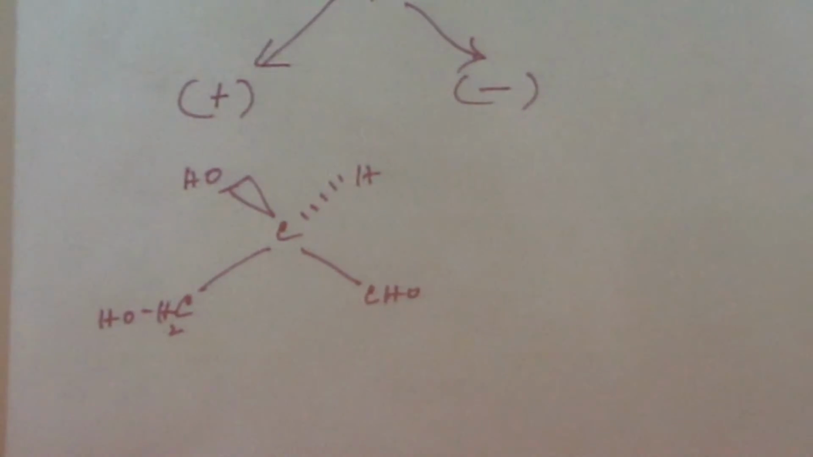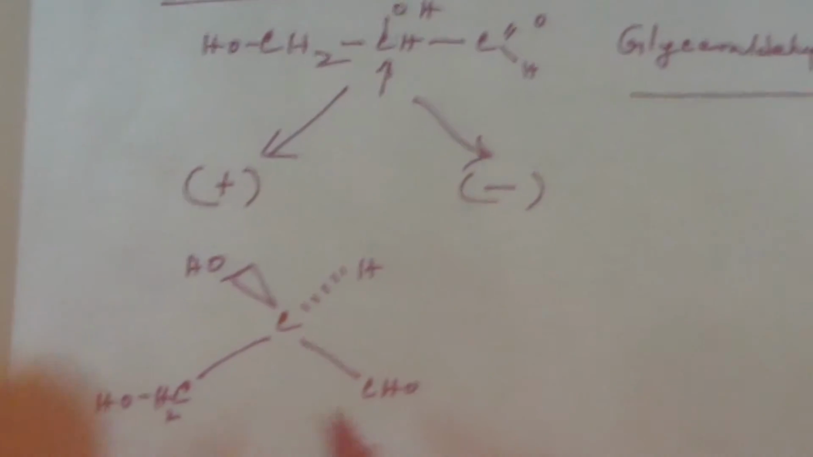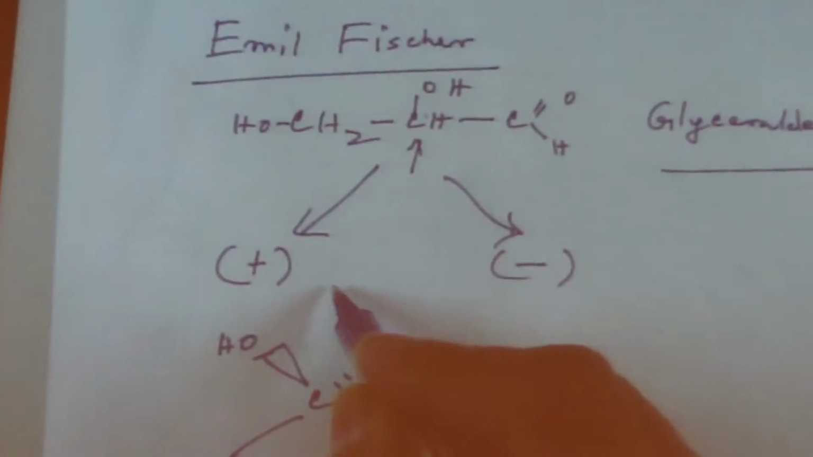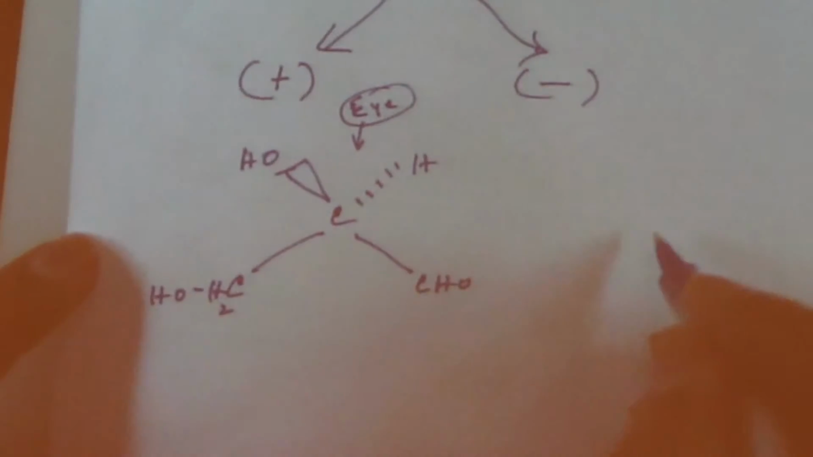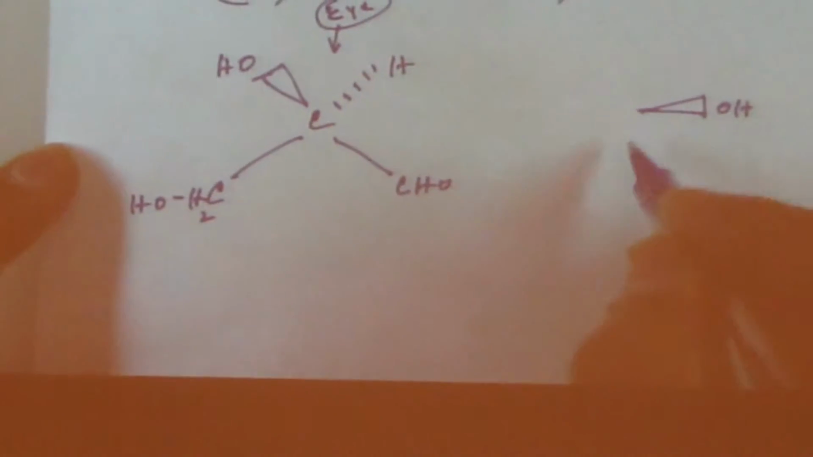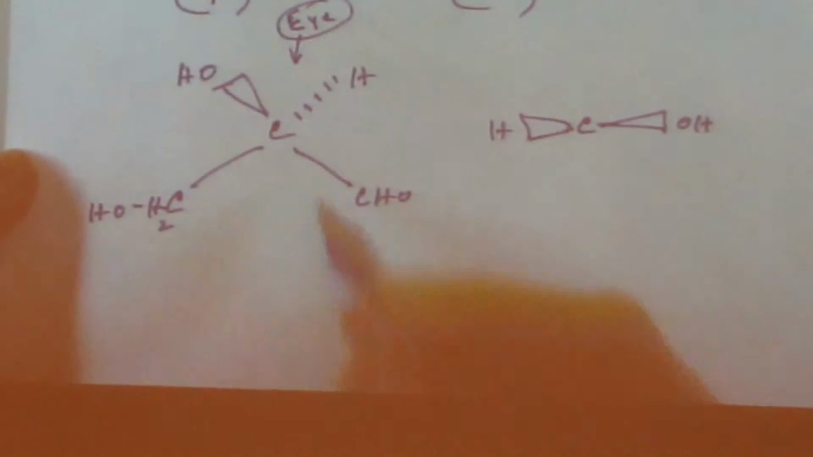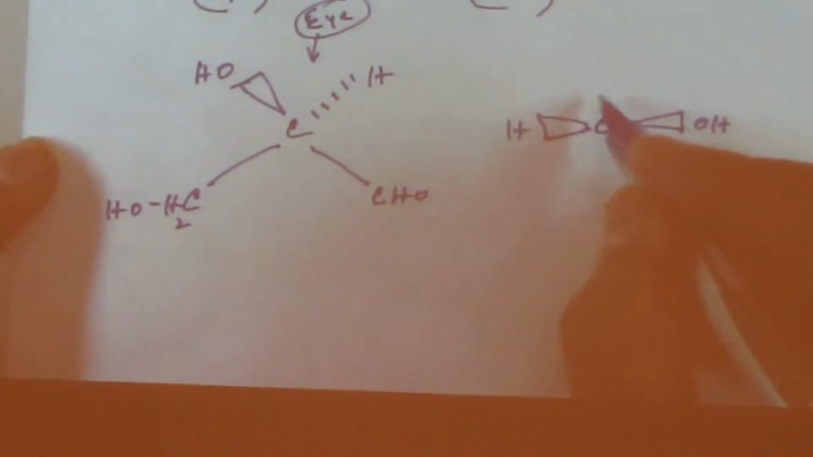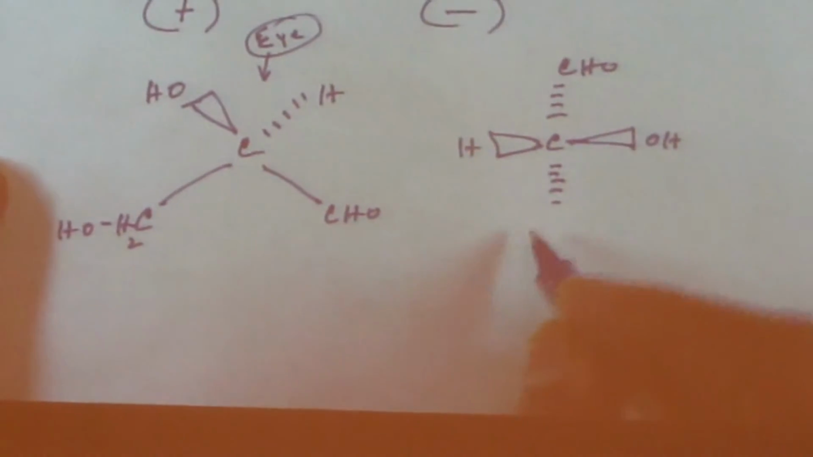And Fischer, in order to have this three-dimensional structure written in two dimensions on a piece of paper, came up with a way of doing this. Let's say your eye is here, and we are looking at it downward, which means that on the right-hand side you have the OH, on the left-hand side you have the hydrogen, and in the back, on top, it would be CHO, and on the bottom you'll have CH2OH.